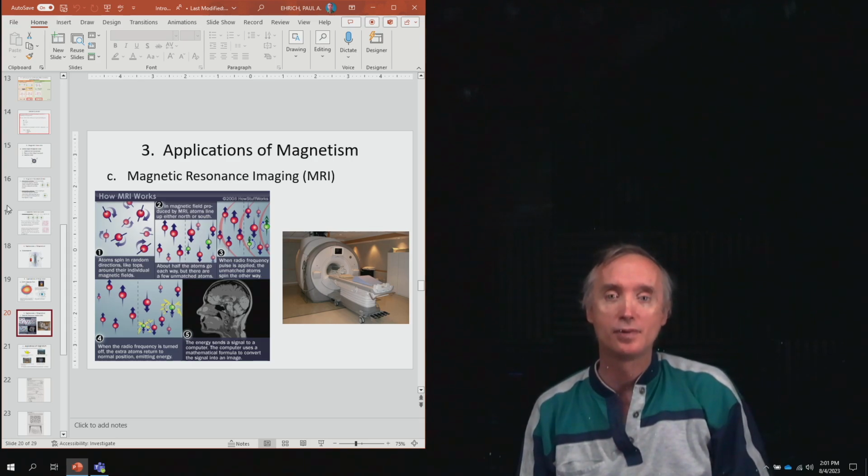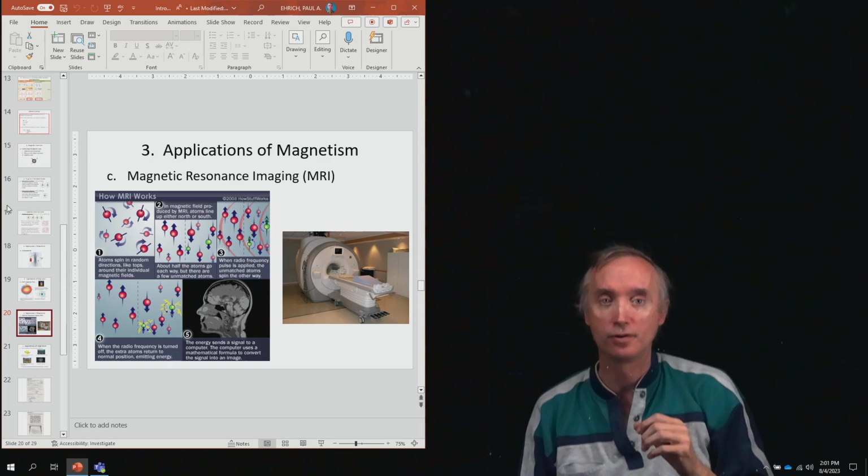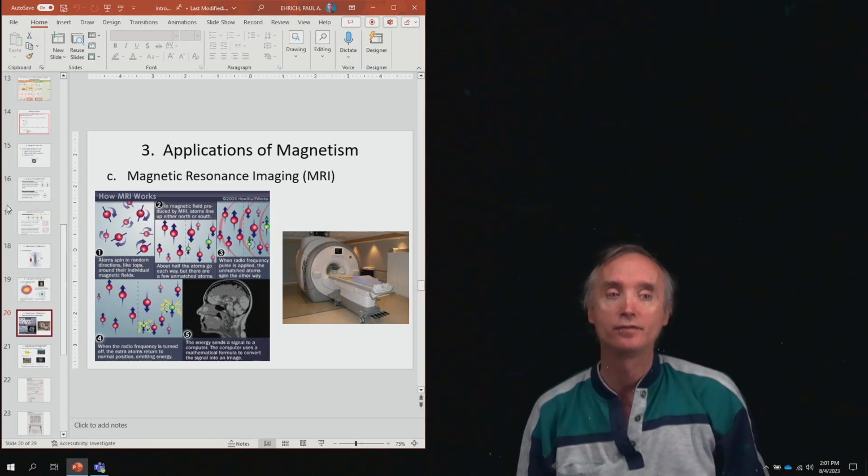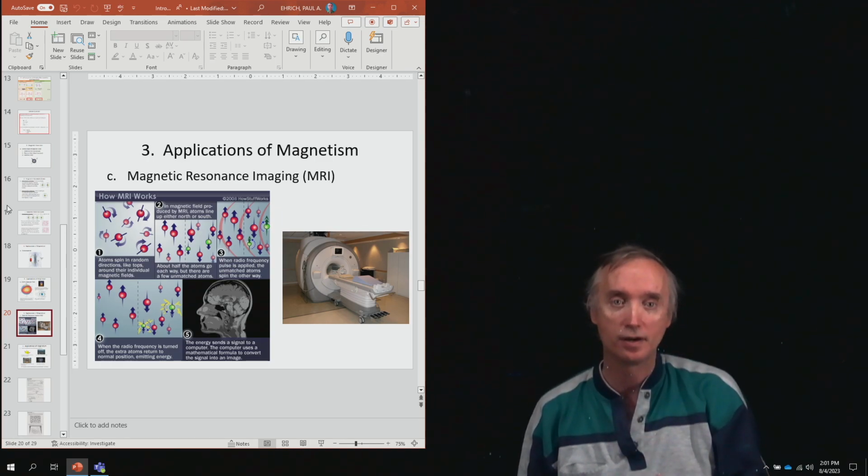All right, if you're taking my course, this is not going to be on the exam, but it's another good example of how magnetism is used in real life, and this is an MRI. So you may have gone to the hospital and had an MRI done on you. So I wanted you to have kind of a concept for how the MRI works. And so you can read all of those captions there.